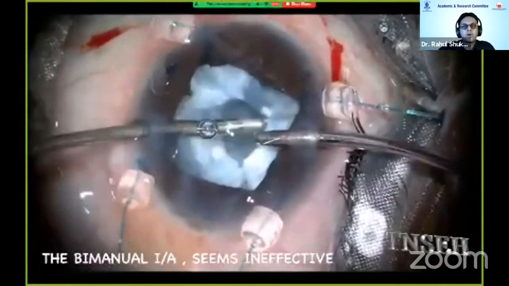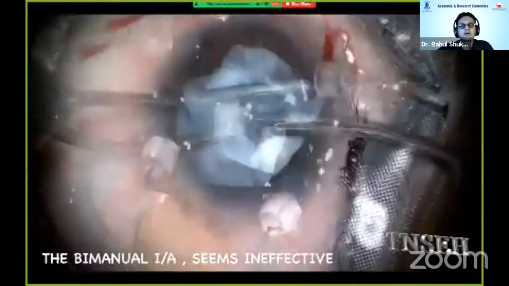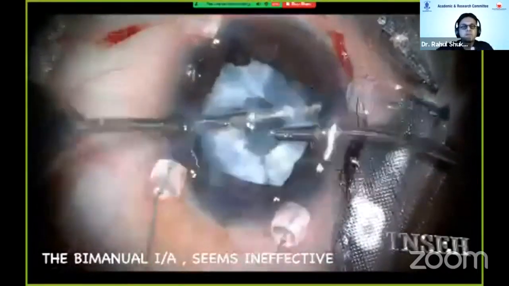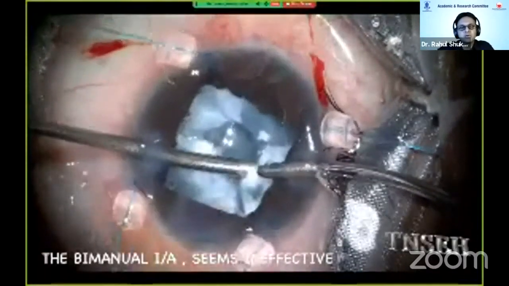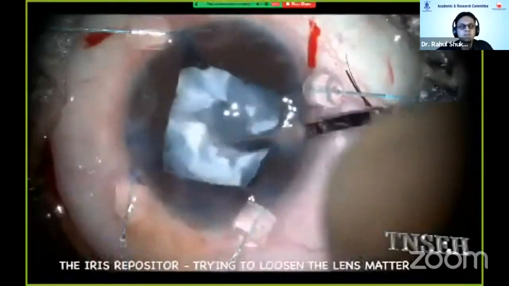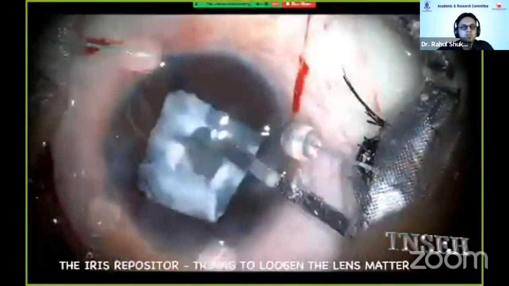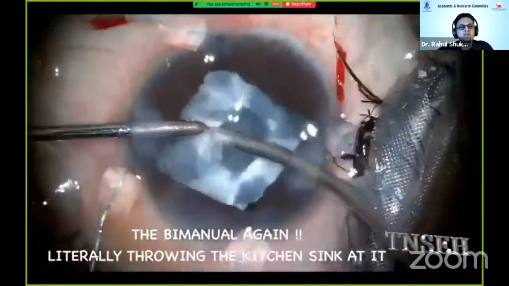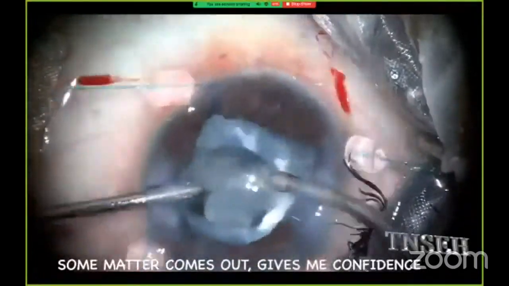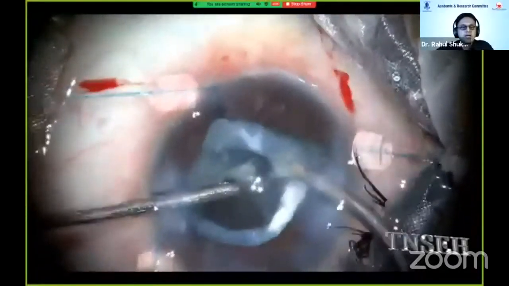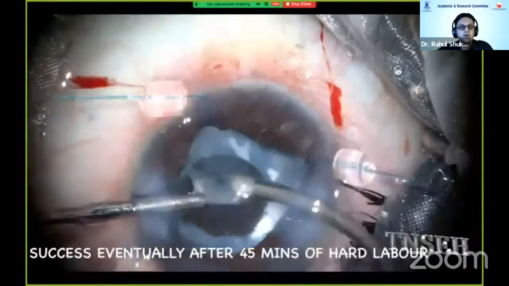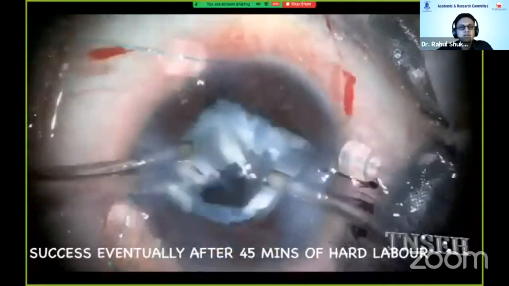Now, at this point of time, you feel like, why did you ever try and get this case? You could have referred this case. But this is where, as all the people who have talked before me said, the attitude really is very, very important. So I said, let's try the iris repositor again, try to loosen the lens matter. Let's try the bimanual again, literally throwing the kitchen sink at it. It was not working, but somehow some amount of lens matter comes out. After 45 minutes of hard labor, I am so thrilled to see that red glow, and literally everything starts coming out.